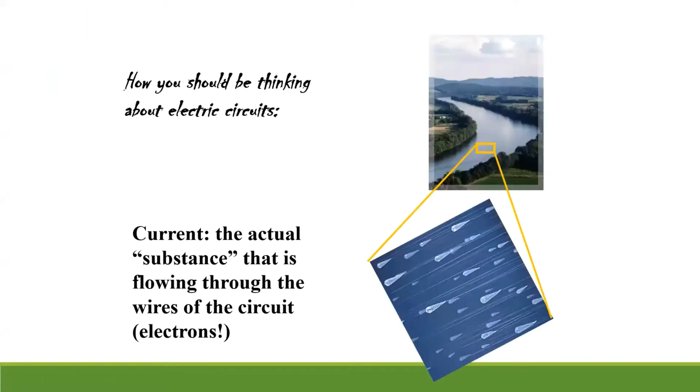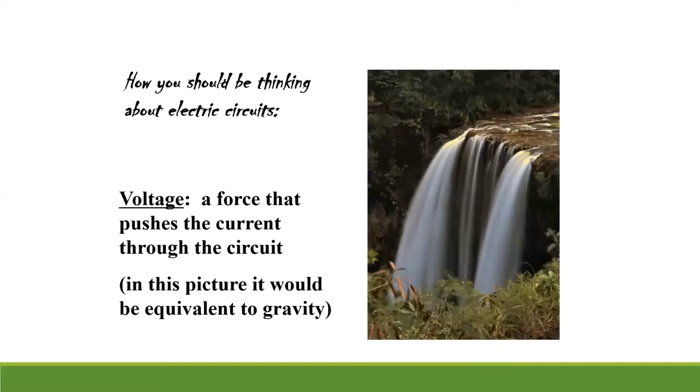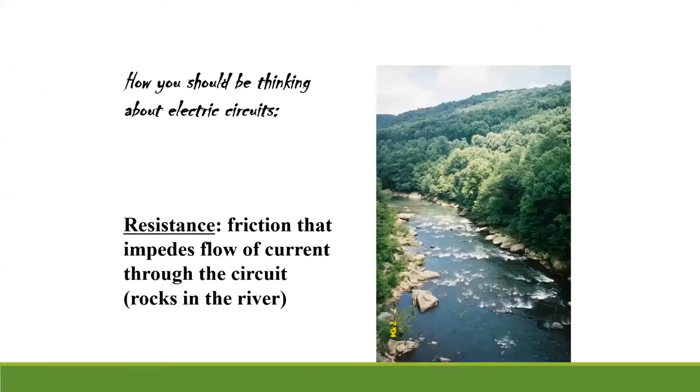We then combined these ideas, and I spent a lot of time talking about this. I said that current is the flow of water, like down a river. Voltage is the push that pushes that water down the river. And of course, the resistance is the rocks and twigs and sticks in the river that get in the way.